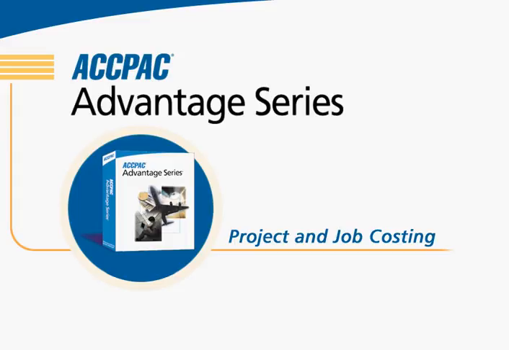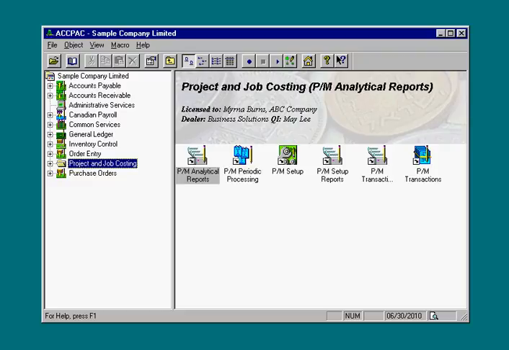Welcome to Project and Job Costing, the latest product in the fully integrated Accpac Advantage Series product line. You can use Project and Job Costing to manage any kind of contract, from the simplest to the most complex. Project and Job Costing is a sophisticated product that automates the estimating, invoicing, and reporting of project costs and revenues.